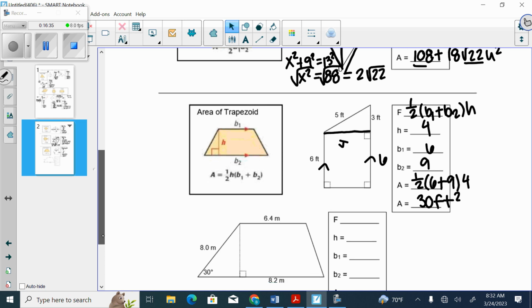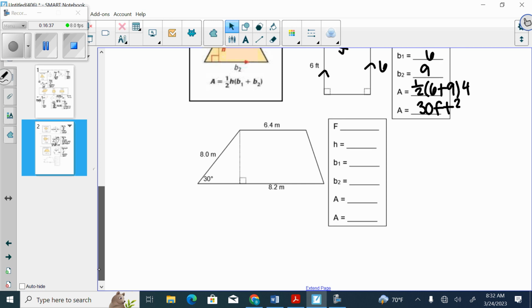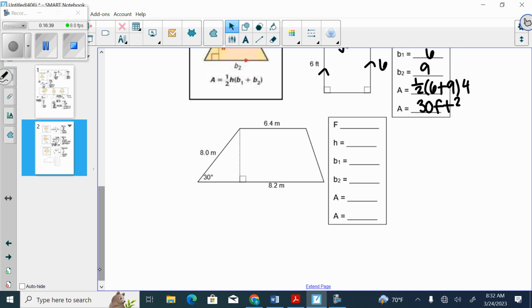All right, last one. Okay, what's our formula here? Same thing, right? But it looks a little bit different. So for this one, again, do I know the height? No. So the height has to be perpendicular to the bases, which are the 2 parallel sides. Okay, so what kind of triangle do we have?